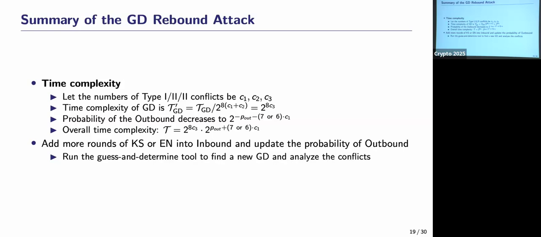Run guess and determine tool to find a new GD and analyze the conflicts. Initially, with the short inbound phase, the probability of the outbound phase is usually very low, leading to the time complexity exceeding the birthday paradox. As the range of the inbound phase increases, the probability of the outbound will increase, but the number of conflicts could also increase. Our algorithm can find a balance between the time to solve the conflicts and the time for the outbound phase, leading to a better overall time complexity.